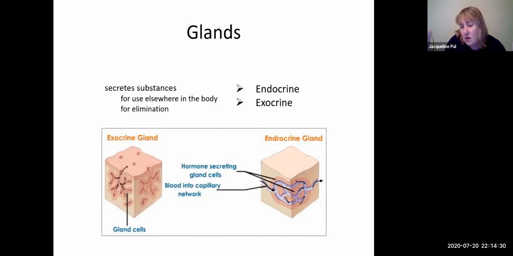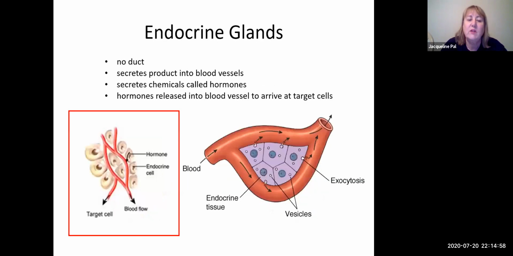And those substances either are going to be used someplace else in the body, or else your body is just going to eliminate them. And when we talk about glands, we divide them into two big categories. The first group are called endocrine glands, and the second group are called exocrine glands. So crine just means to secrete, the C-R-I-N-E at the end of the word. And endo and exo, at this point, you should know what those prefixes mean. So if you don't, double check with me. So let's learn first about endocrine glands.